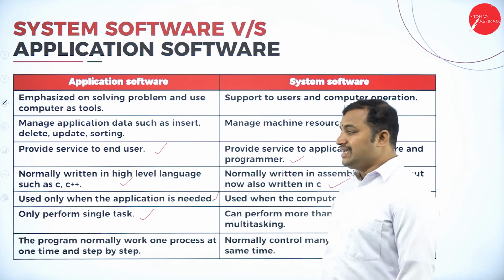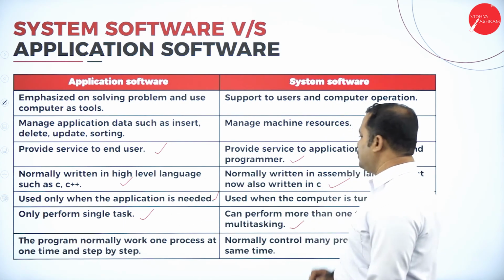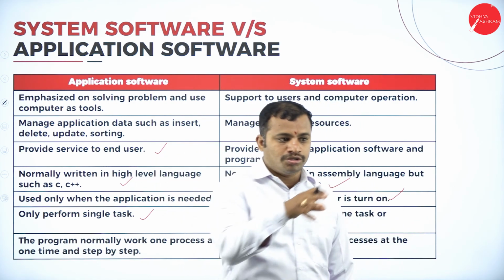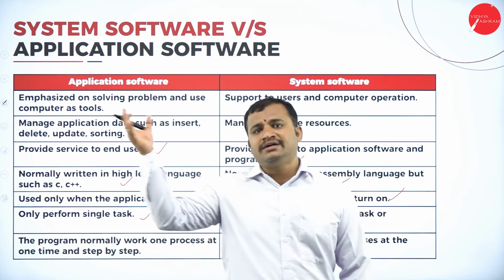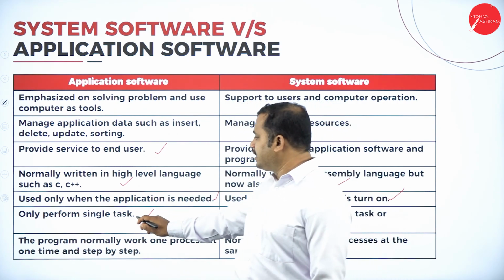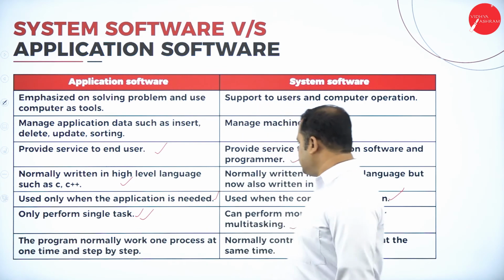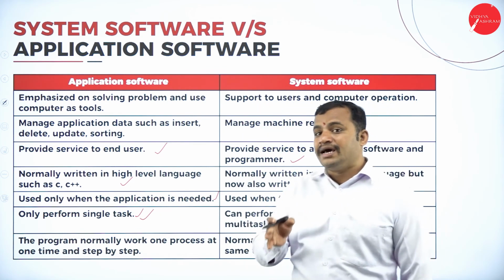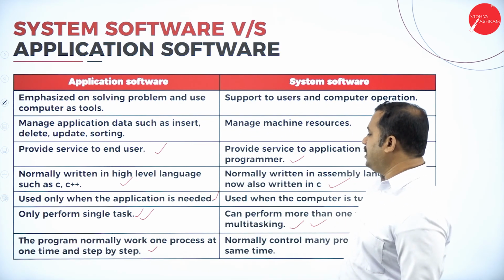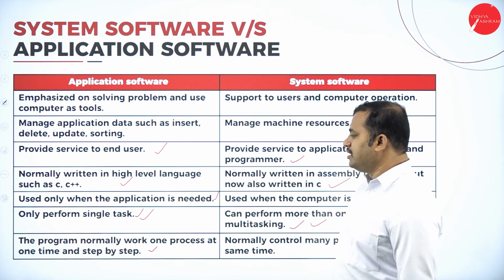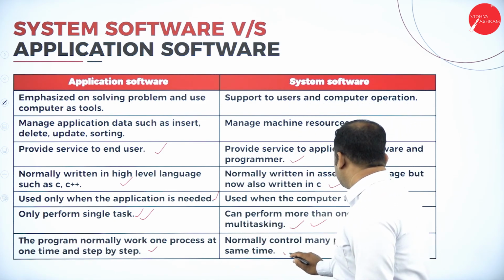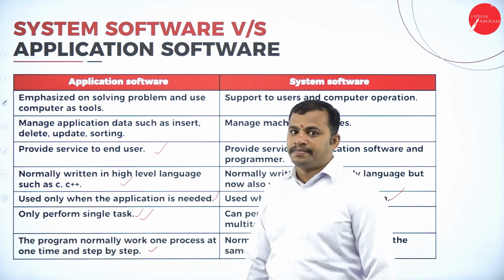Then, it performs only a single task. It has to perform multiple tasks. That is, it also needs to manage memory. It also needs to manage processes, and many other tasks are to be carried out by the operating system. So the application software is related to only one single task and system software is related to multitasking. Then the program normally works on one process at one time and step by step. Here, normally it controls many processes at the same time.